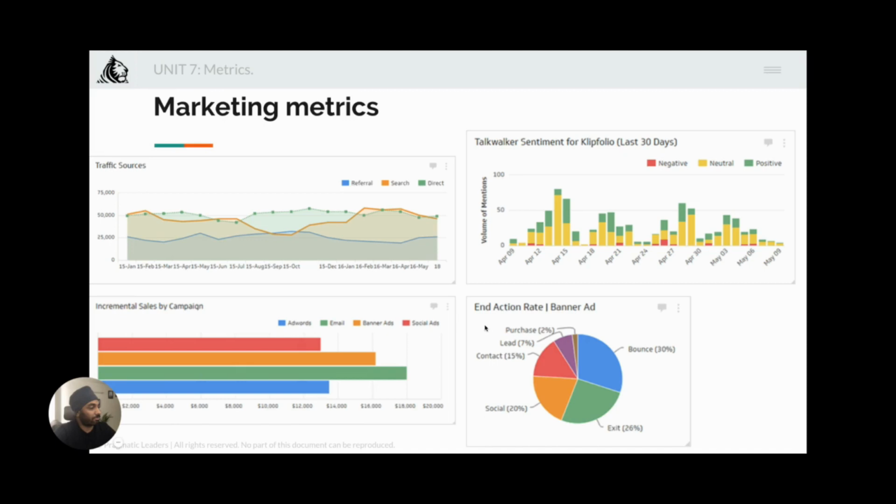Then the end action rate, which is, when the banner ad was displayed, what was the last action that the user took? Did he bounce off? Did he exit? Did he share something, or did he actually purchase? Purchase turns out to be just 2% of the entire end action rate, right?